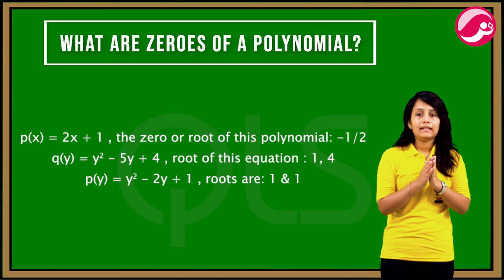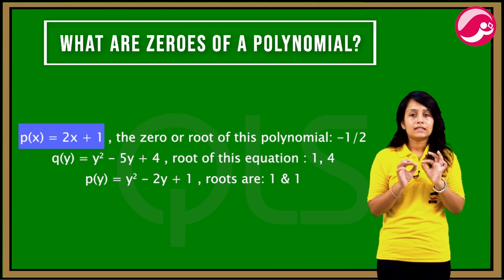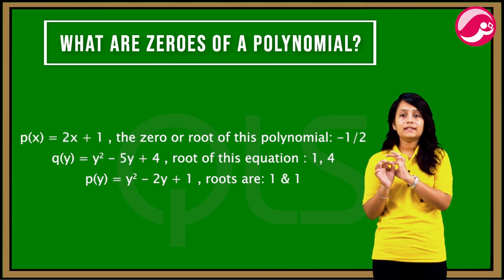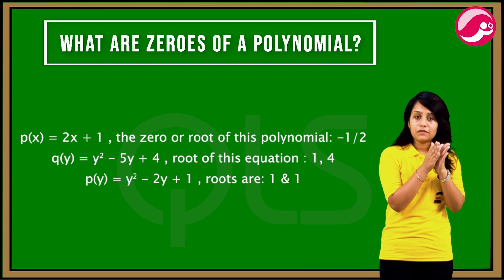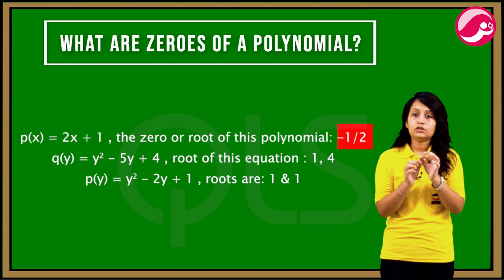For example, let there be a polynomial p of x which is equal to 2x plus 1. The zero or root of this polynomial would be the number that, on putting in place of x, makes the value of the polynomial equal to 0. It is clear that the zero would be minus 1 by 2.